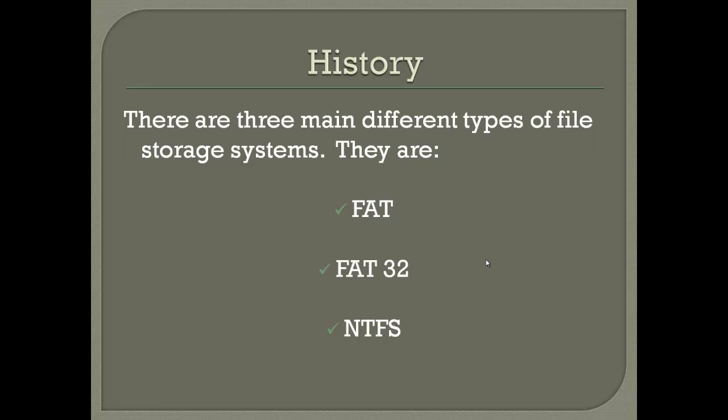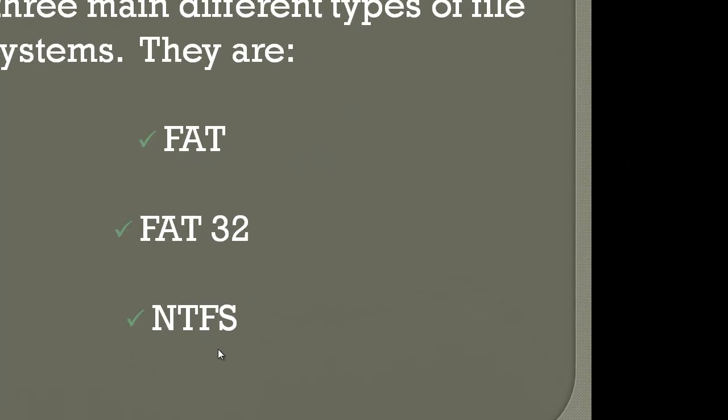Just a little bit of history about the different types of file storage systems. There are three main types, although there are lots of different file storage systems out there. But these three main ones work on most all of our operating systems, and they are FAT, FAT32, and NTFS.